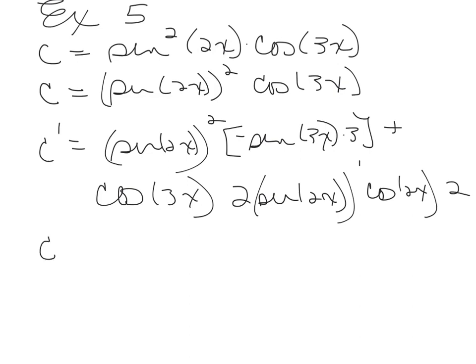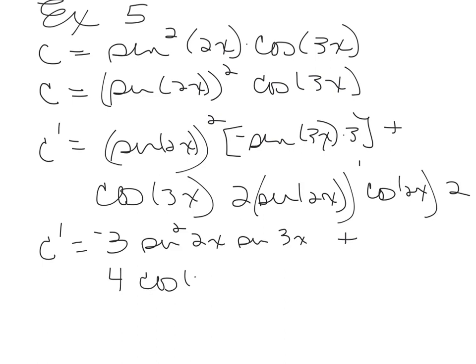Okay, cleaning this up, c prime equals, let's bring the negative 3 in front, and then I have sine 2x squared, and then I have a sine 3x, and then plus, we have a 2 times a 2, that makes it 4, so I'm going to put a 4, and then I have cosine 3x, sine 2x, and then a cosine 2x, and there you go.